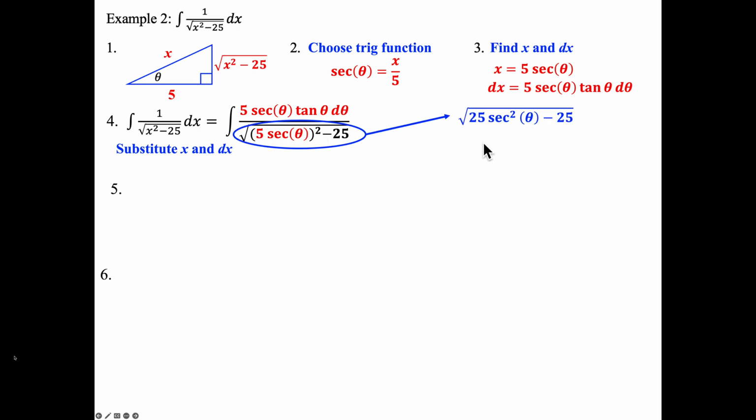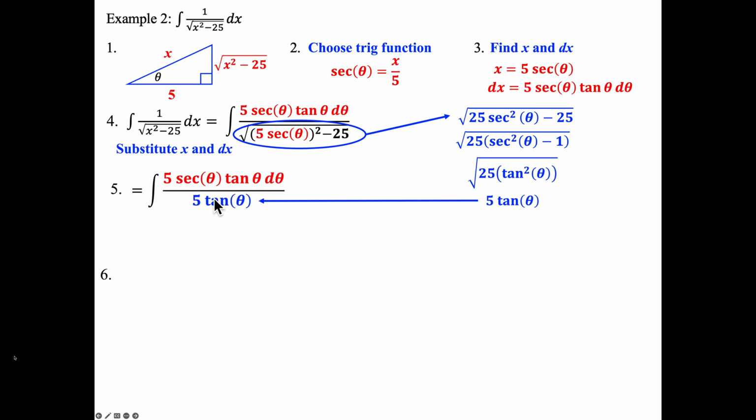Simplify the square root. That's 25 secant squared theta minus 25. Factor out the 25. Secant squared theta becomes tangent squared theta. We can take the square root of both to get 5 tangent theta. Replace the denominator with 5 tangent theta, cancel the 5, cancel the tangents. Oh, look, same answer as before.